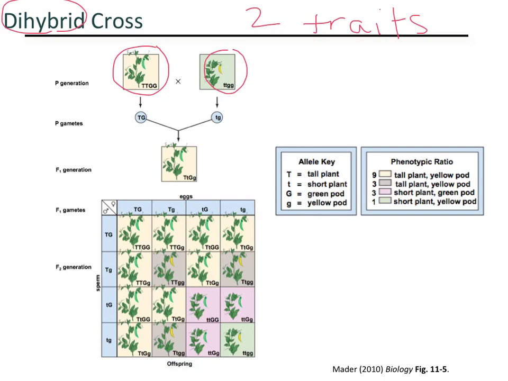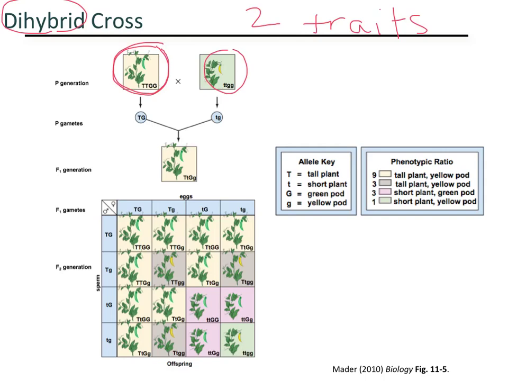Again, these individuals are true breeding, which means if you self-fertilized any one of the individuals, all the progeny would be the same phenotype. So big T, big T, big G, big G, when you self-fertilize it, always gives the result of tall plants with green pods. The same is true for the recessive traits, little t, little t, little g, little g, if you self-fertilize, they always give short plants with yellow pods. So the parent generation is shown here.